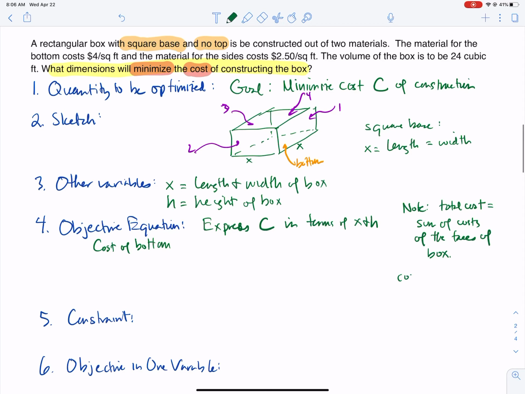So here's a big piece of this. The cost of a face is going to be the cost per unit area times the area. So the cost of the bottom then, that's going to cost $4 per square foot. And how many square feet do I have? I'm not dividing.